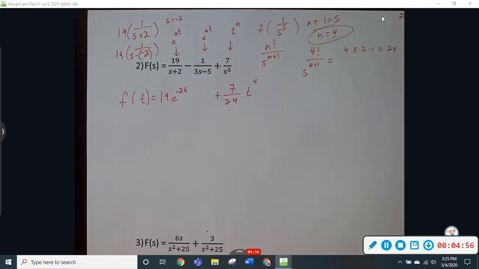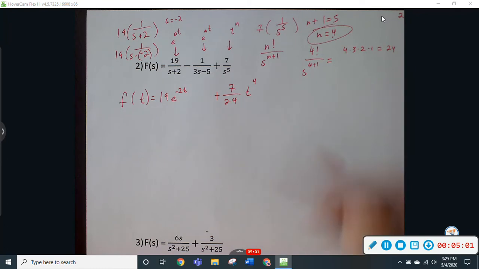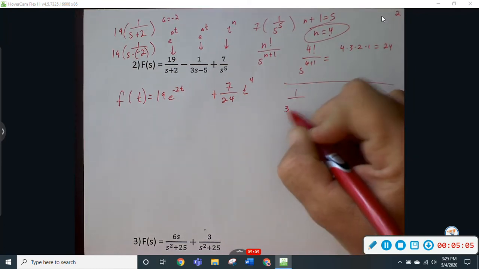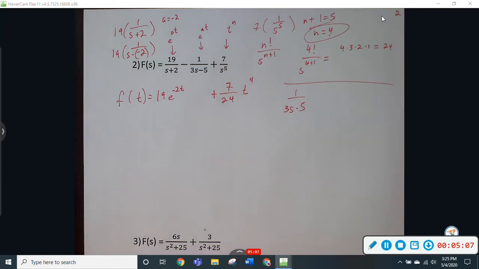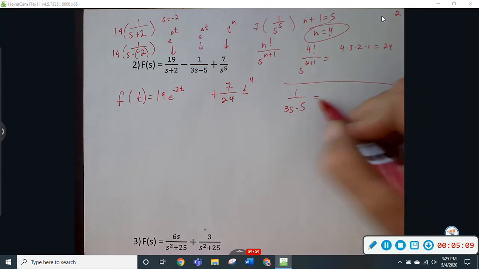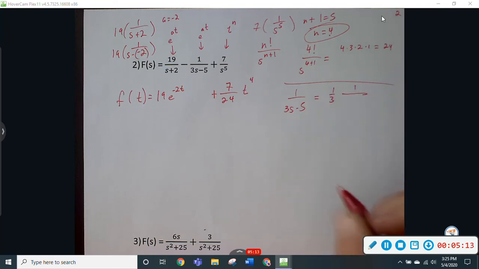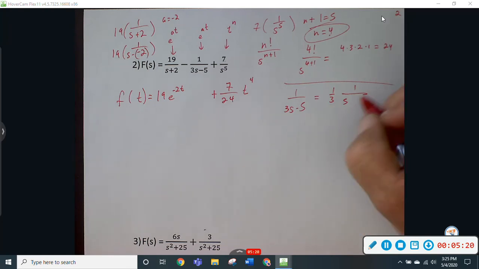So what are we going to do with this guy? I'm just going to take him off to the side and see if we can do a little factoring. So what if I was to take a 1/3 out? Well, if I take a 1/3 out of this problem, then I'd have an s. Well, I'm taking a 3 out of the bottom, right? So I'd have an s minus 5/3 or 15.